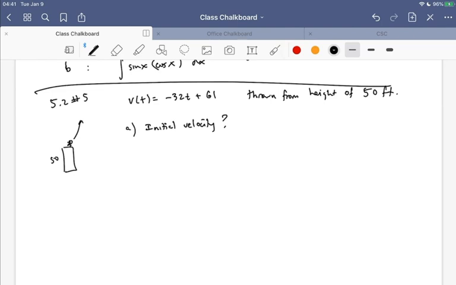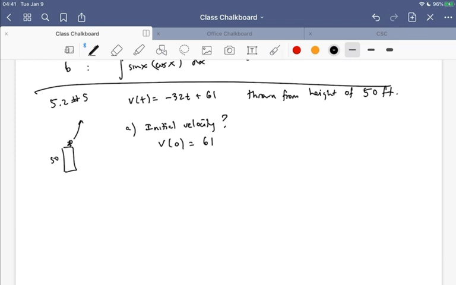Well, that's the velocity at time 0, right? So this would be v of 0, and in this case, that's pretty easy to plug in. It's 61, okay? And then this problem, and several of the other problems, also really wants you to think carefully about the units that are involved. So what units are relevant here?